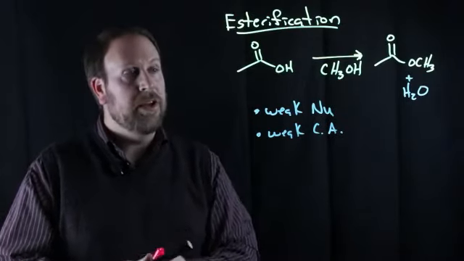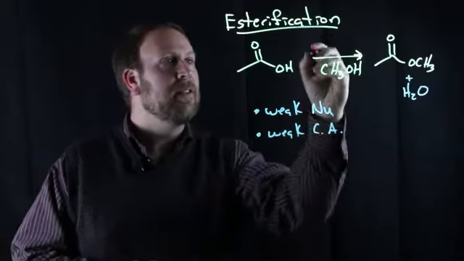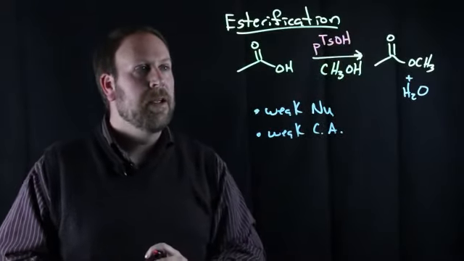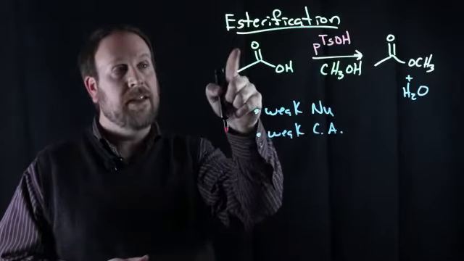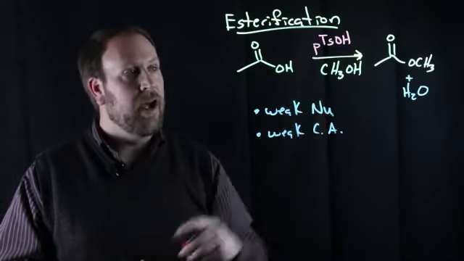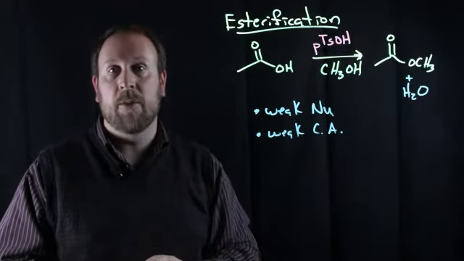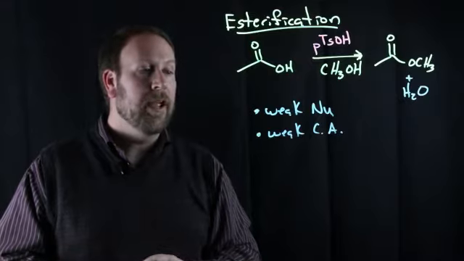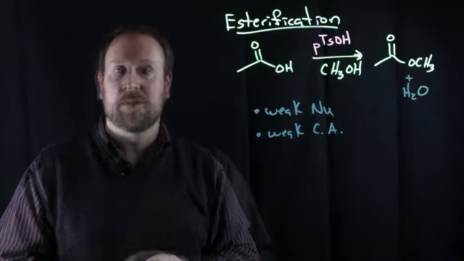So in this case, what we're going to be doing is adding an acid catalyst. I'm going to use paratoluenesulfonic acid in this case. With an acid catalyst, we can activate the carbonyl of our carboxylic acid, and that's going to allow our weak nucleophile, the methanol, to attack that carbonyl and undergo this reaction. In the next step, we're going to take a detailed look at the mechanism of this reaction.